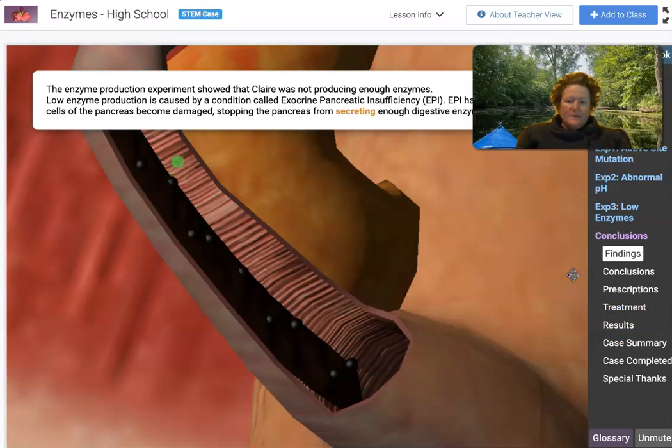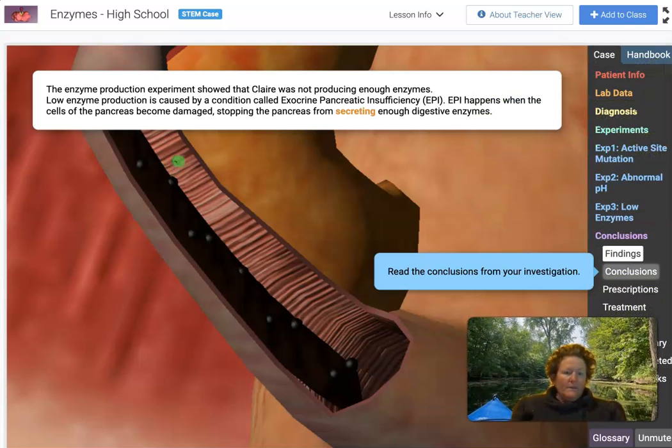The enzyme production experiment showed that Claire was not producing enough enzymes. Low enzyme production is caused by a condition called exocrine pancreatic insufficiency. It happens when the cells of the pancreas become damaged, stopping the pancreas from secreting enough digestive enzymes.